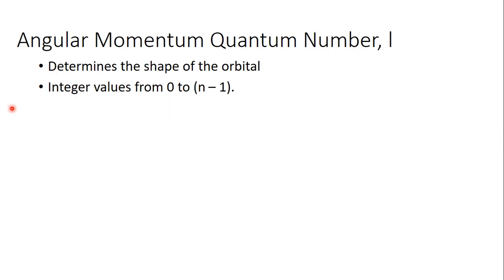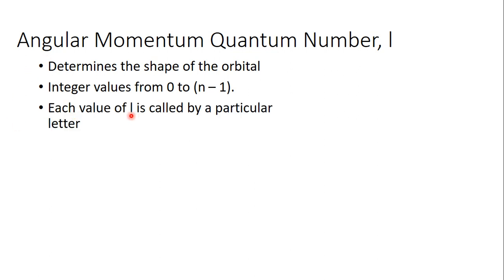Alright, so that was n. Our next quantum number is L. This is just basically the shape of your orbital. L has values of 0 to n minus 1. So if n was equal to 1, which is our principal, we will have a 0 to 0 range. If n was 2, 2 minus 1 is 1, our range would be 0 to 1. If n was 3, 3 minus 1 is 2, our range would be 0, 1, and 2, and so forth.